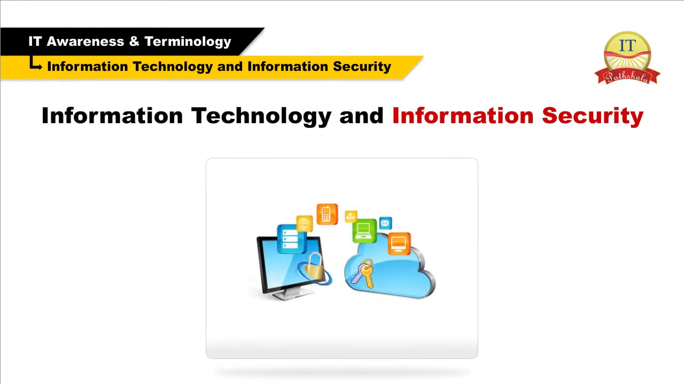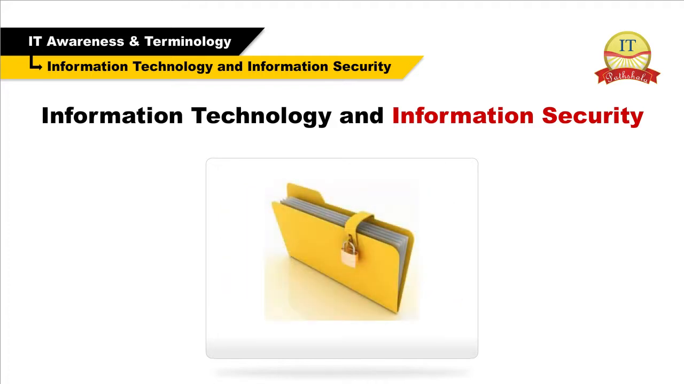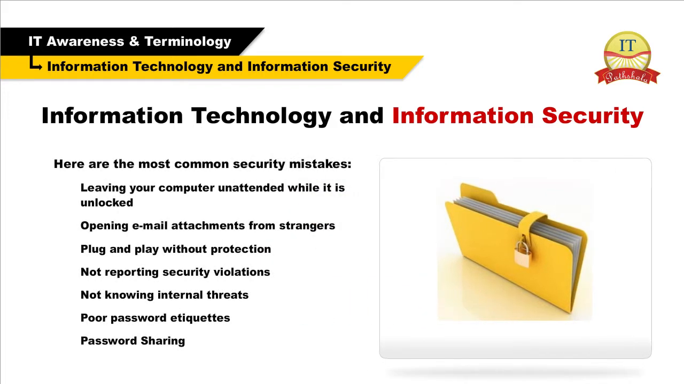Information is the key ingredient that drives our lives today. We all rely on information technology to store and process information. So it is essential that we safeguard the information and ensure information security. Here are the most common security mistakes. Leaving your computer unattended while it is unlocked, opening email attachments from strangers, plug and play external devices without protection, not reporting security violations, not knowing internal threats, poor password etiquettes, and password sharing.